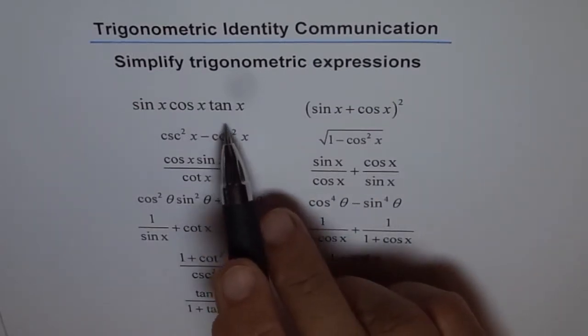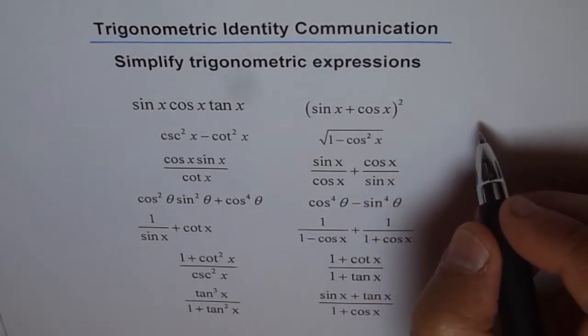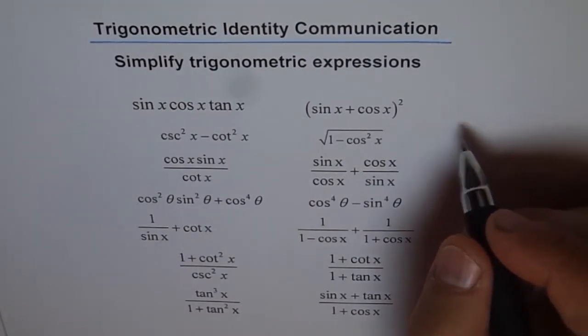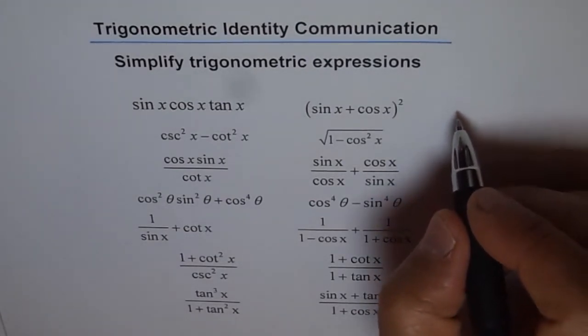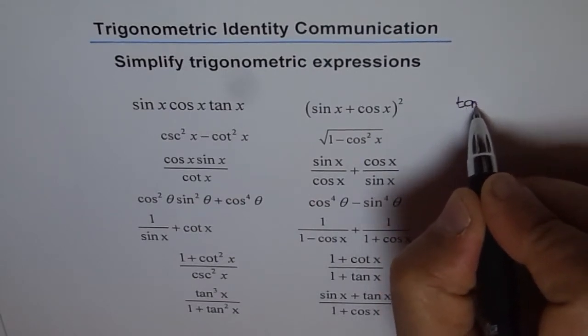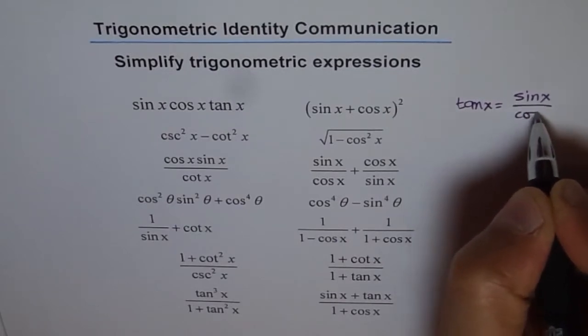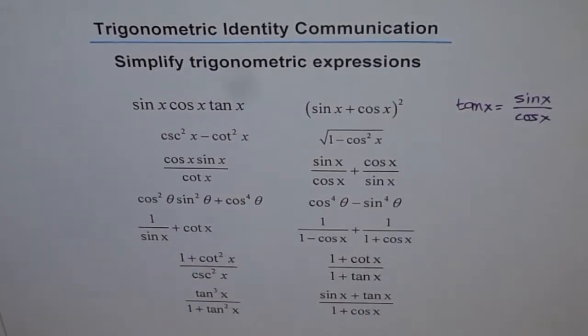For example, the very first one says sin x, cos x and tan x. Now when you multiply them, it can be simplified. For that, you have to use the quotient identity, which is tan x equals sin x over cos x. So while you are doing this, I expect you to write the identity which helped you to solve this. It will really help you to get into trigonometric identities. Okay, so these expressions will be very beneficial for you.